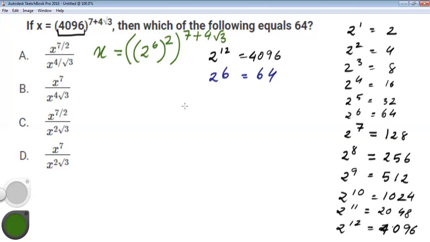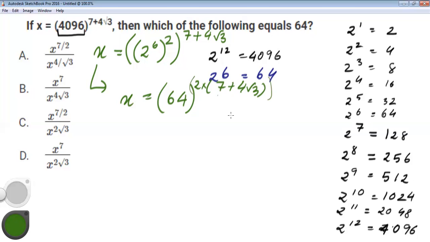We can write this like this, actually. So since we can write it like this, what can we write next? So x equals 64 power 2 into 7 plus 4 root 3. Now the problem is, if we just take it to the other side, since this is a power, this is exponents. So when you take the exponent to the other side, it becomes 1 by that exponent. So let me just explain it quickly.